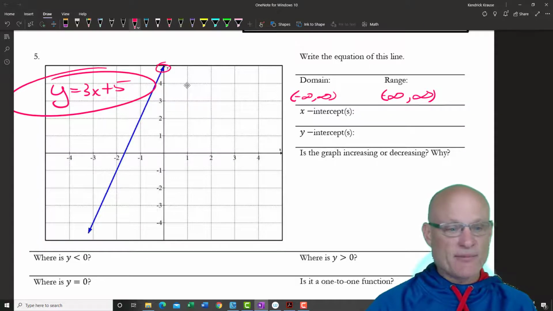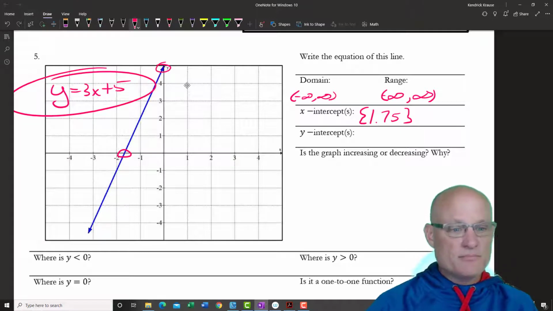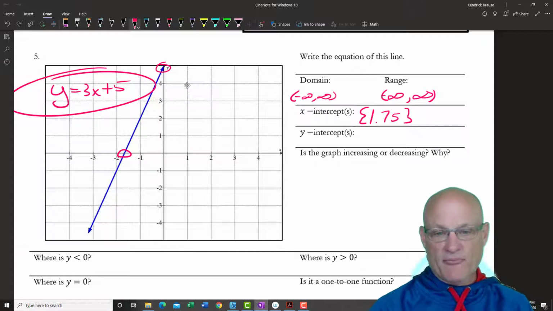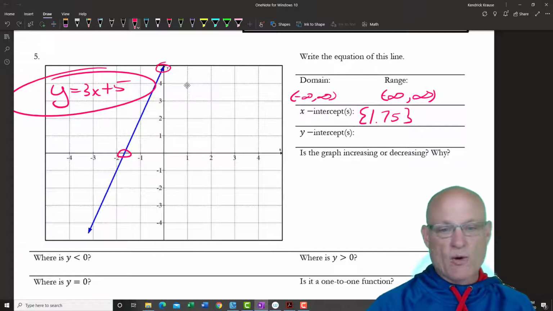What's the x-intercept? How about we go with 1.75? I should have made that better. Sorry about that. Not really sure what that y-intercept is. I could find it on the graph, but let's not worry about it. And the y-intercept is clearly 5. I'm doing terrible with those curly brackets.